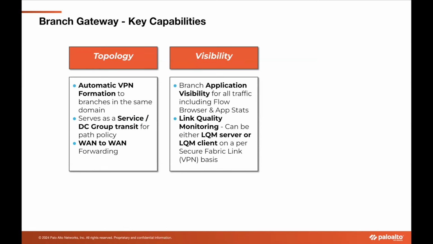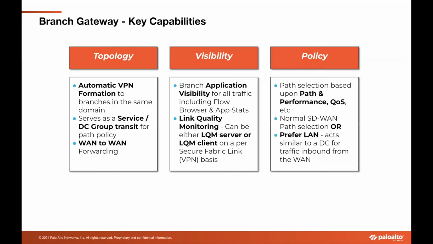So it's on a per secure fabric link basis. That capability is there, and they're basically negotiated when you have a branch to branch gateway tunnel or a branch gateway to DC tunnel. And last is policy. So all of that, very granular control over paths, security, performance, QoS, all those things from a policy control perspective are there just like for the branch mode here in branch gateway.